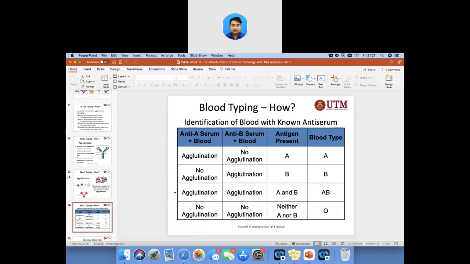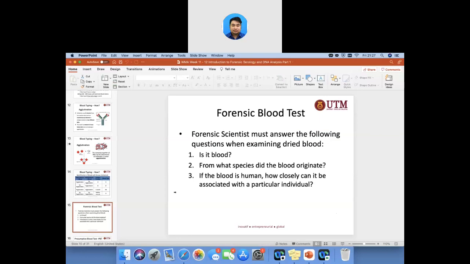Okay? Alright. So, why do we need to do this? Why do we need to have this blood test? Forensic scientists must be able to answer these questions. First of all, is it blood? When you look at a red liquid at a crime scene, you need to know, is it blood? Second, from what species did the blood originate? Is it human blood or animal blood? Third, if the blood is human, how closely can it be associated to a particular individual? You need to be able to answer these things.